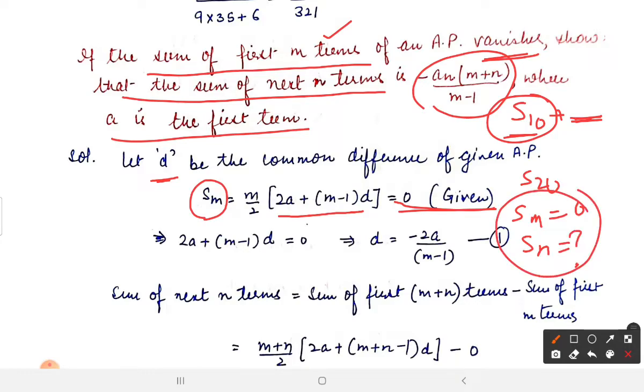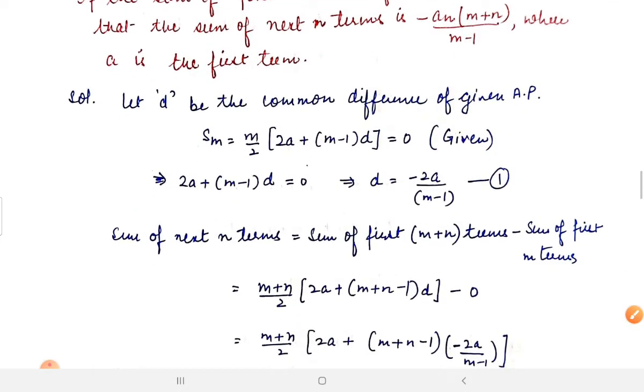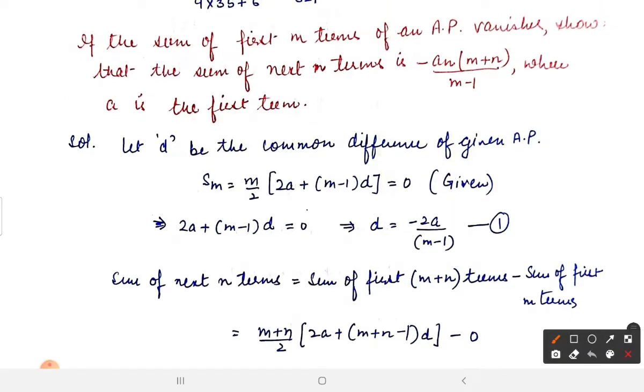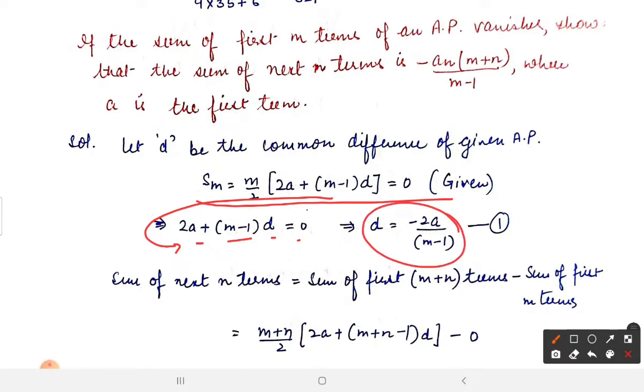There are 20 terms, total 20 terms. So total m plus n terms. So we have S of m plus n as the total sum given to us. So we have the sum of m terms as 0. Now find d here. So what is d? This is 2a plus m minus 1 times d is equal to 0. So d is minus 2a upon m minus 1.